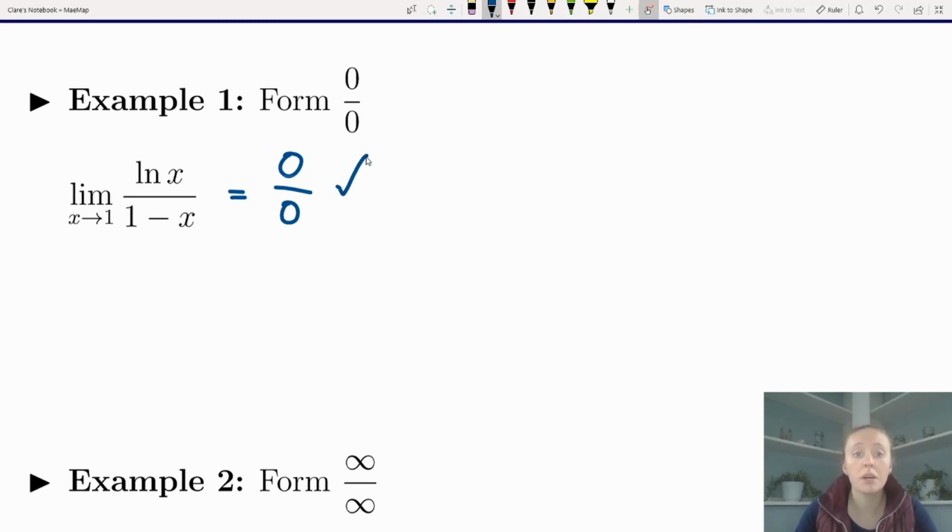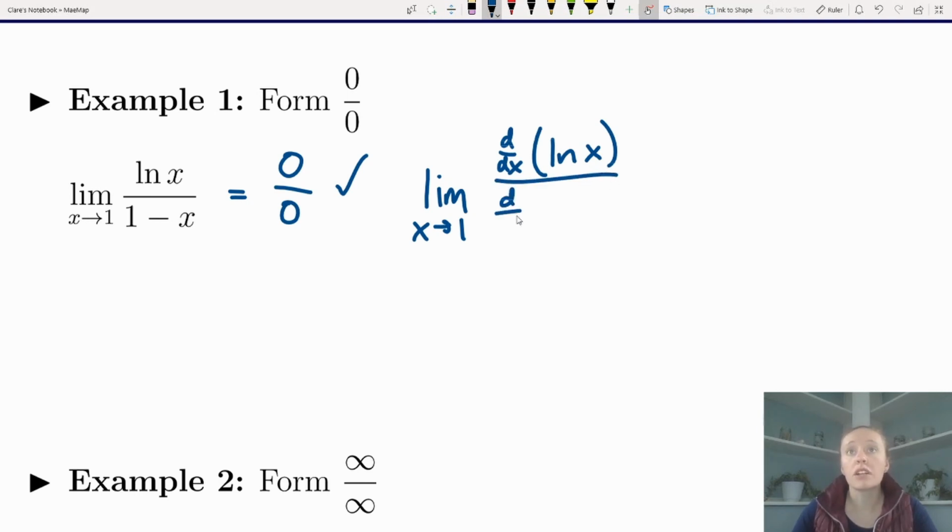So because we're in a form that fits that definition, we can go ahead and apply this rule, which states that we can take the derivative of our numerator. I'll write this out explicitly: the limit as x approaches 1 of the derivative d/dx of the ln of x, over d/dx, the derivative with respect to x, of our denominator 1 minus x.